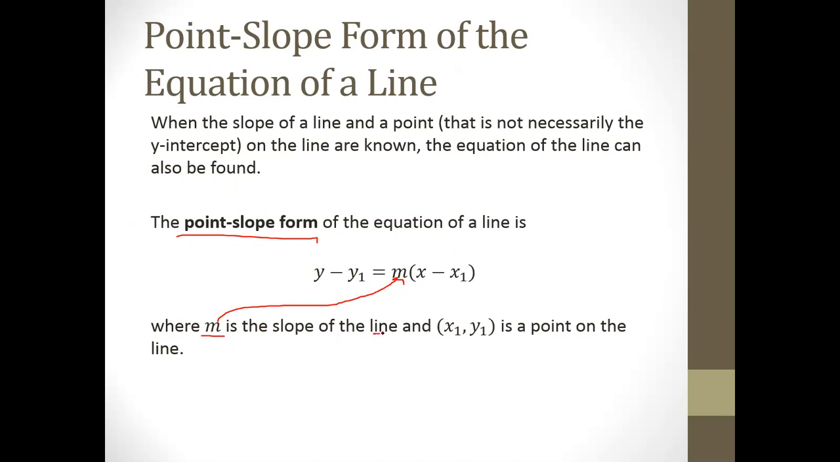And then we have a point that's identified as x sub 1, y sub 1. Our x coordinate is x sub 1, and the y coordinate is y sub 1. So here where you see x sub 1 and y sub 1, that is the point that has been identified in point-slope form.